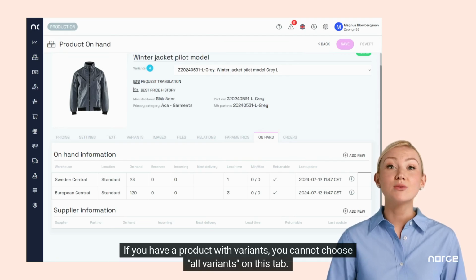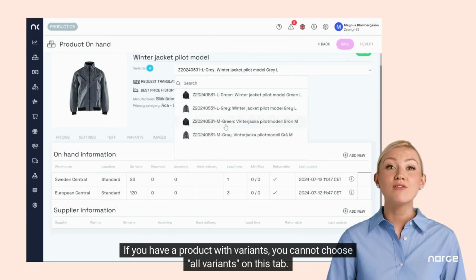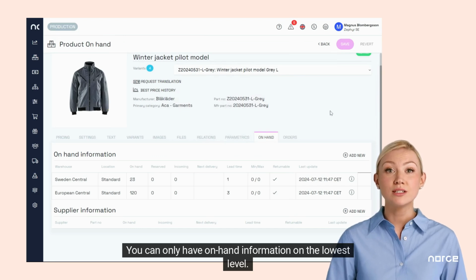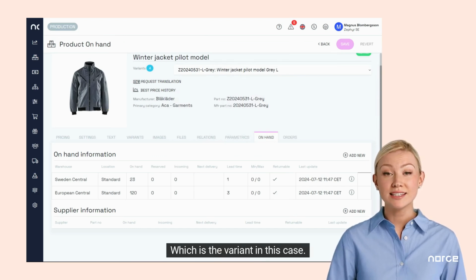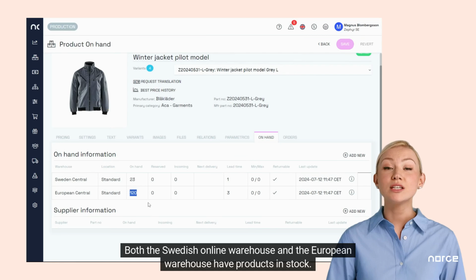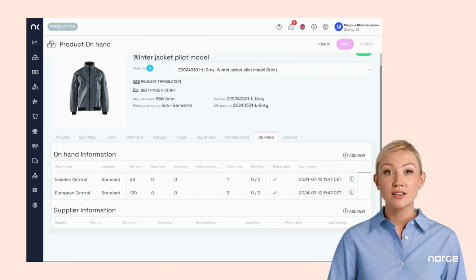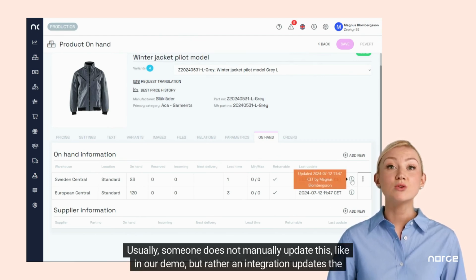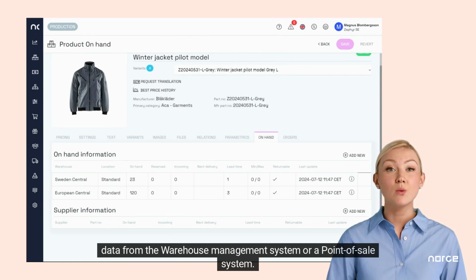If you have a product with variants, you cannot choose all variants on this tab. You can only have on-hand information on the lowest level, which is the variant in this case. As you can see, we already have some stock information here. Both the Swedish online warehouse and the European warehouse have products in stock. We see when the information was last updated and by whom. Usually, someone does not manually update this, like in our demo, but rather an integration updates the data from the warehouse management system or a point-of-sale system.